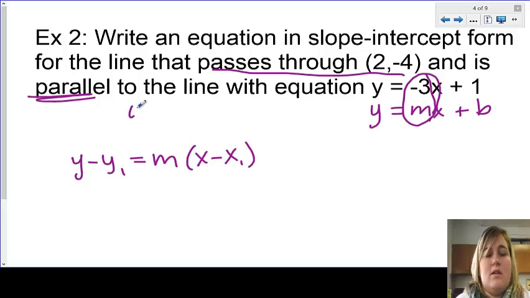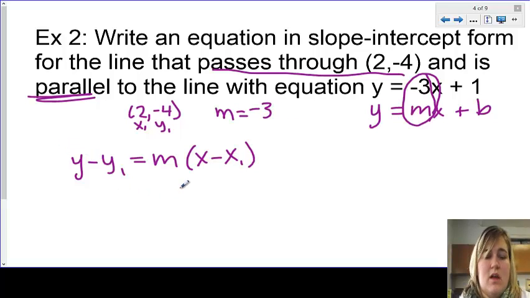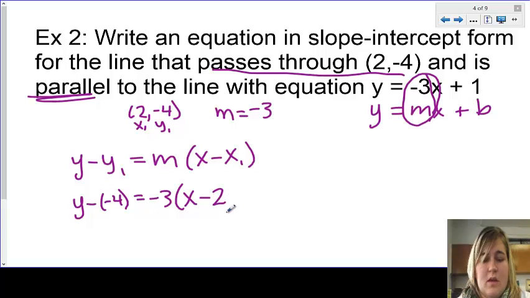They give me a point of (2, -4), which I can label x1, y1, and I know my slope, m, has to be -3. So I'm just going to plug everything in. I have y minus y sub 1, which is -4, equals m, which is -3, times x minus x sub 1, which is 2.